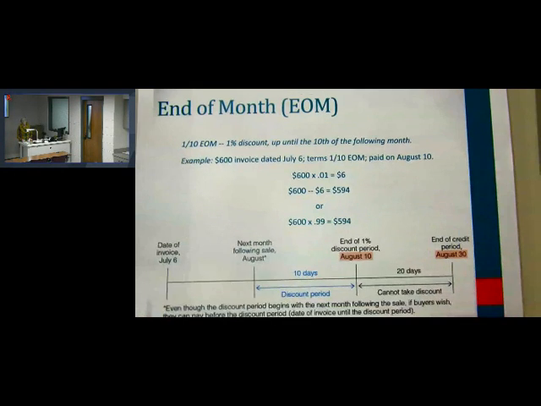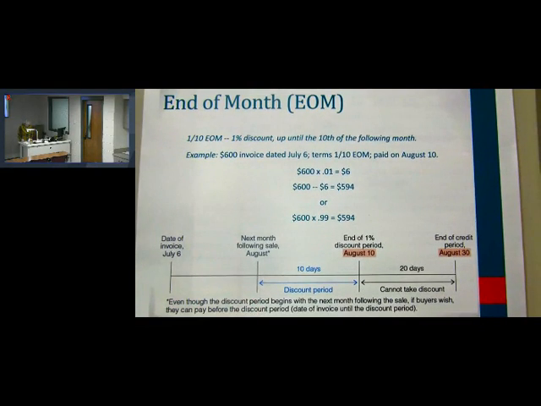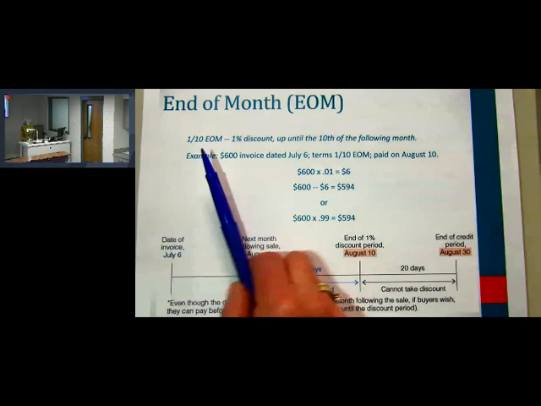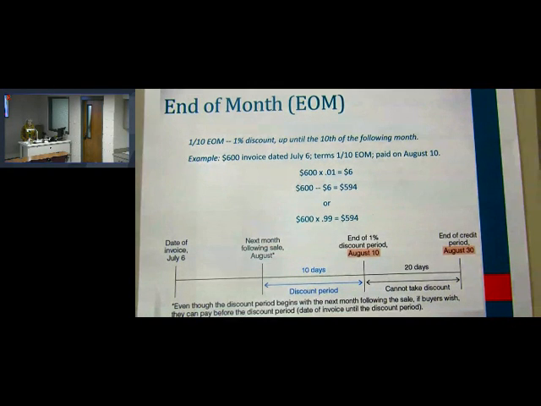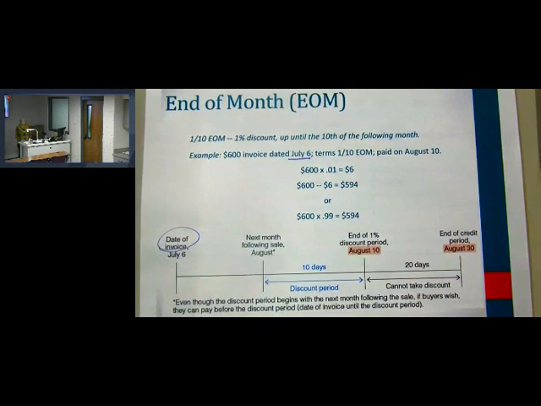And here's another terms of trade. It's called EOM, or end of month. All right, on an EOM, this is what it's going to read on an invoice. It's 1/10 EOM. The thing that you need to be careful of on an EOM is you always need to look at the invoice date. In this scenario here, the invoice date is July 6th. So this is, again, my invoice date, July 6th.